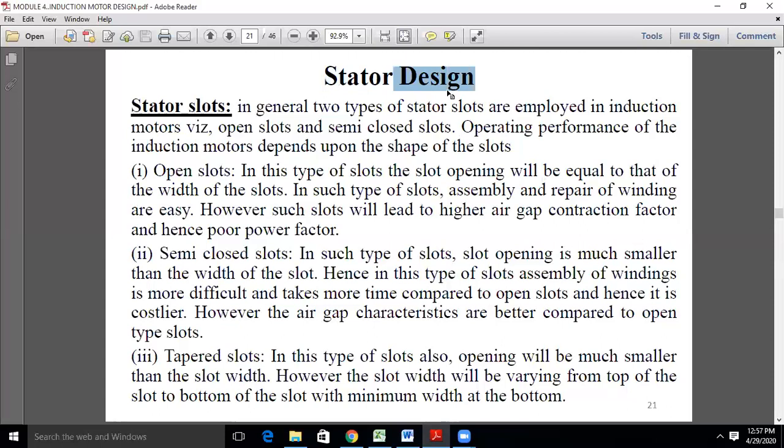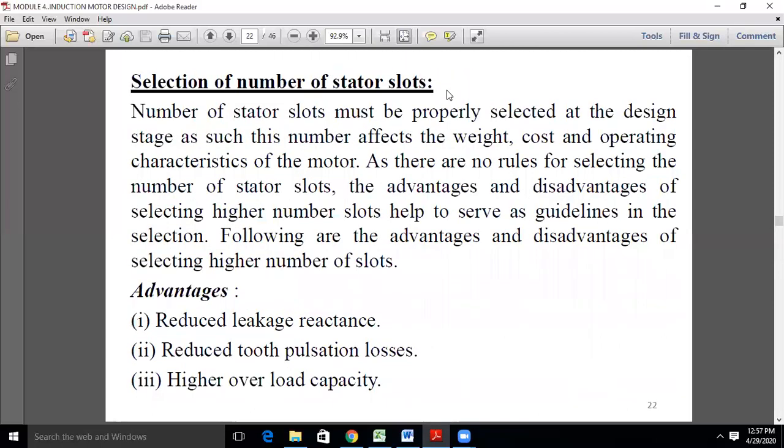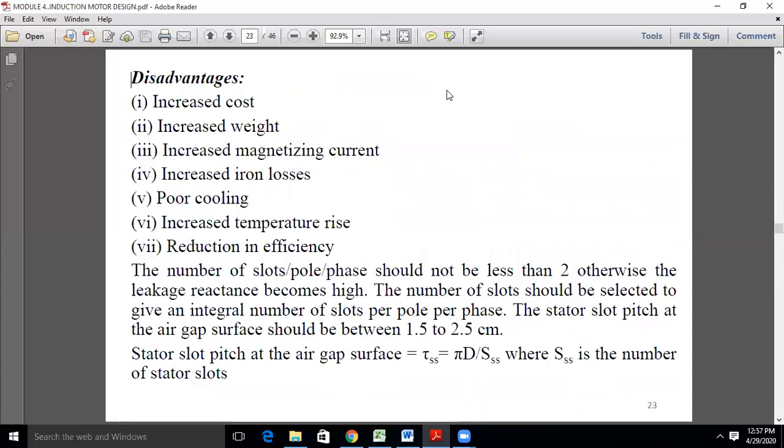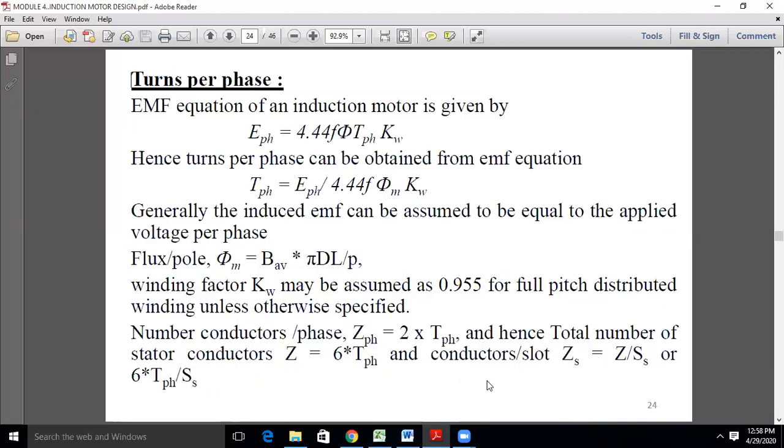It is having stator slots, then how to select the number of stator slots. We have seen that the stator slot pitch at the air gap should be 1.5 to 2.5 centimeter. So this you have to remember. And then tau ss is pi D divided by Ss, where tau ss is the stator slot pitch at the air gap surface. Then we have discussed the turns per phase formula. These are the formulas we have used.